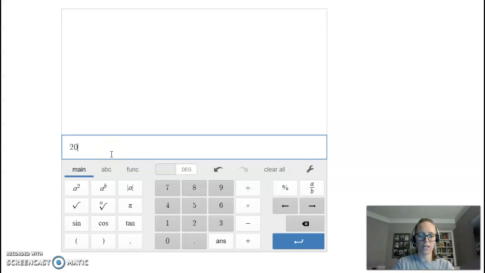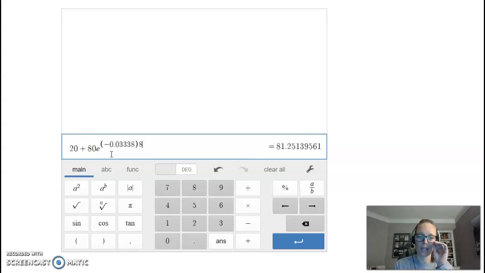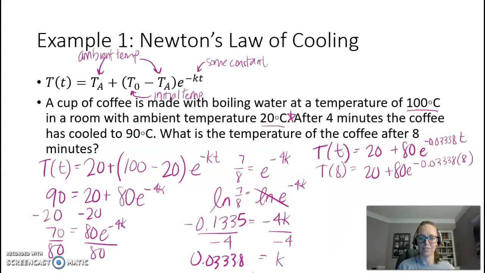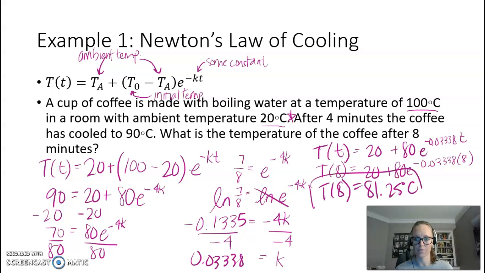So I have 20 plus 80e to the negative 0.03338 times 8. And I get 81.25 degrees. So the temperature of the coffee after 8 minutes is going to be 81.25 degrees Celsius.